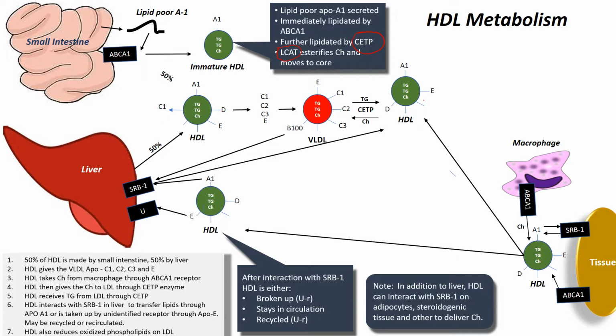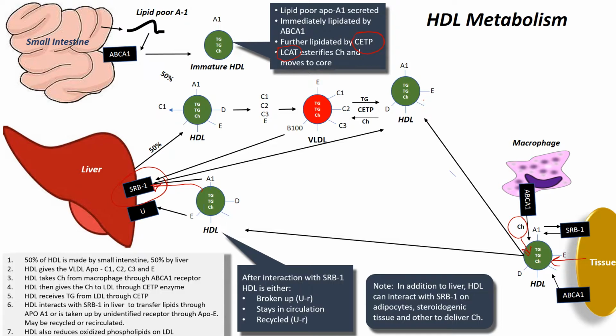So our LDLs deposited the cholesterol in the macrophage. The HDL comes along and says, hey, I don't want you to become a foam cell. I'm going to take some of that from you. And so it takes up some of that cholesterol. And the HDL can do the same thing with other body tissues. It can take up some cholesterol. Now, what does the HDL do with that cholesterol? Well, one of the things it can do is it can interact with a receptor called SRB1 on the liver, and it can just give that cholesterol to the liver via SRB1.